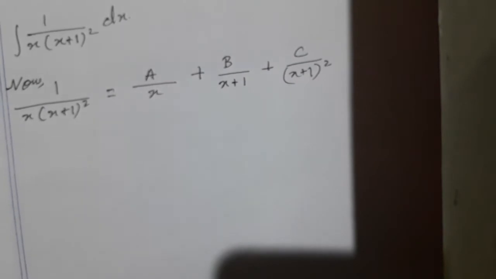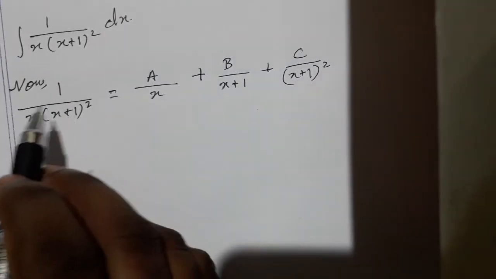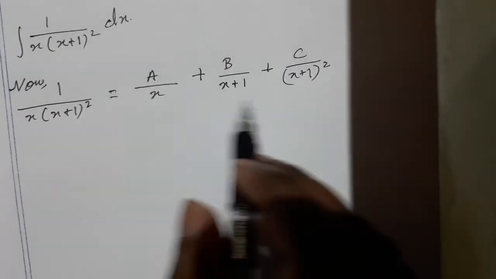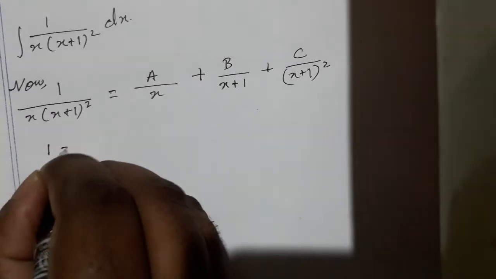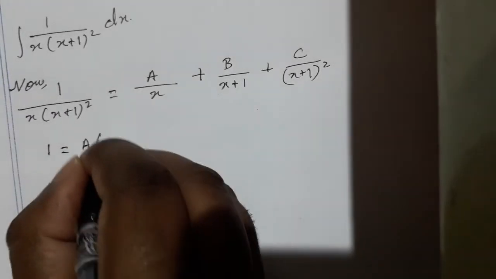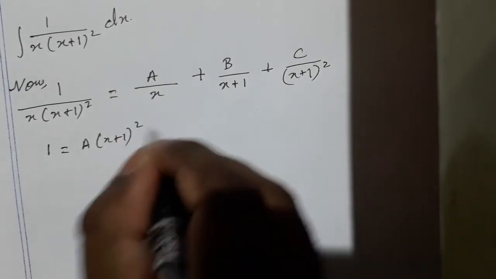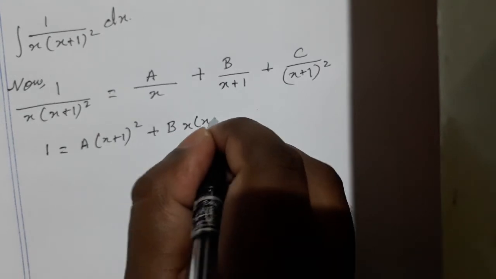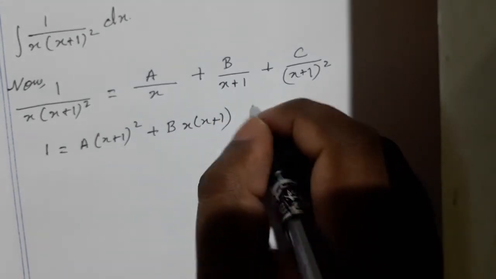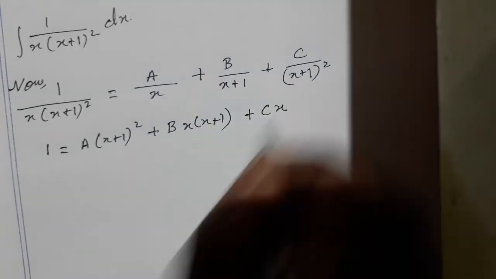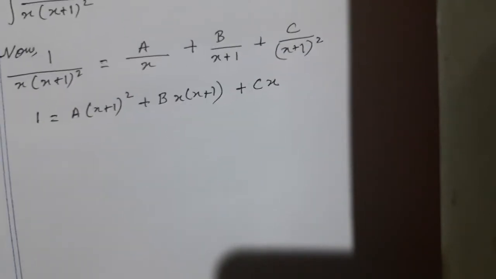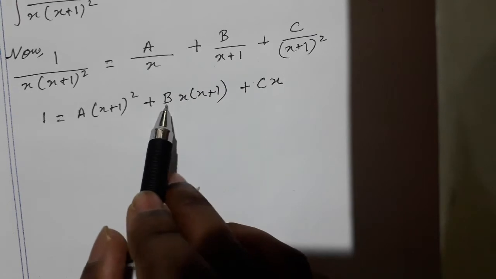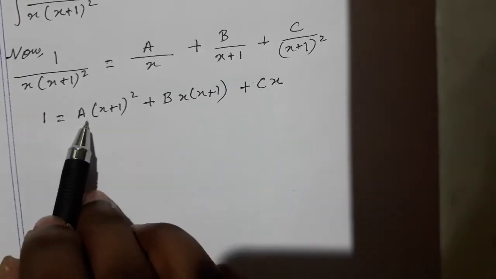So you multiply throughout with this. We get 1 equal to A(x plus 1) whole squared plus B x(x plus 1), and here you get C x. So we have to find these. If I put 0 here, then this constant and this constant will be removed. We are left with this.